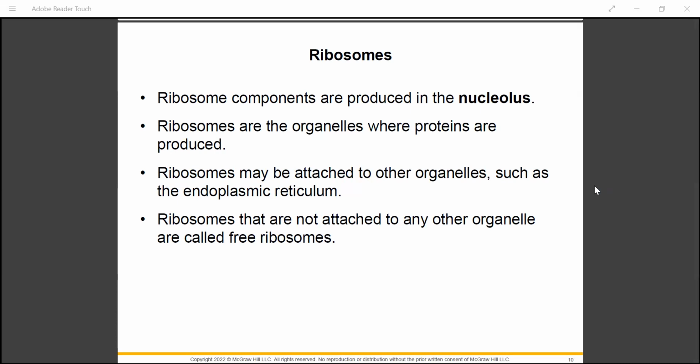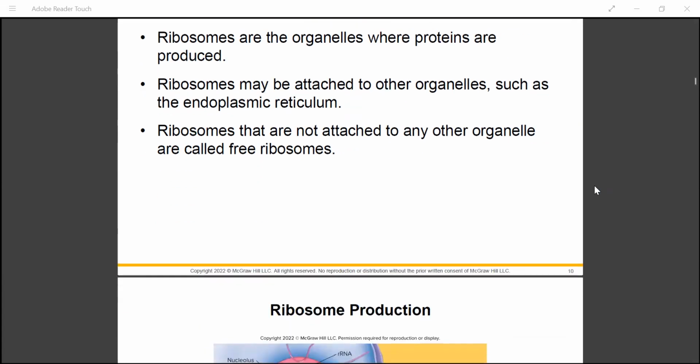Ribosomes not attached to an organelle are just floating within the cytoplasm. Those are known as free ribosomes.